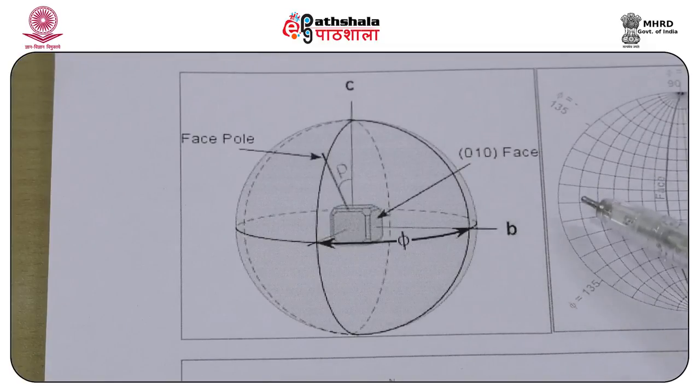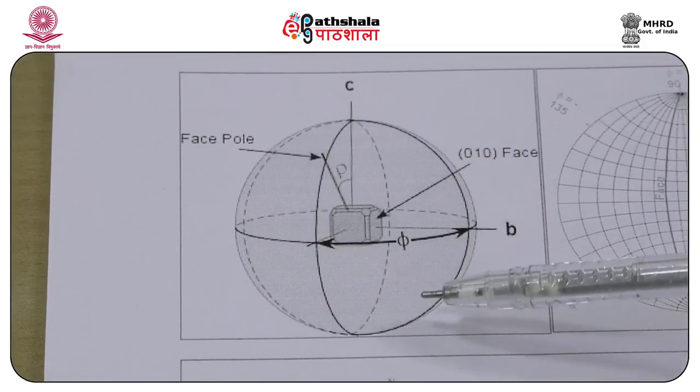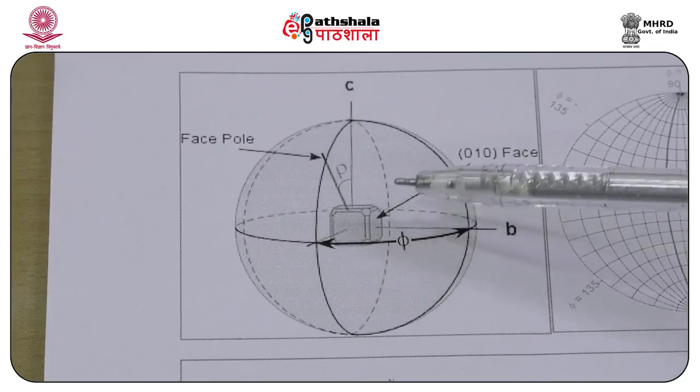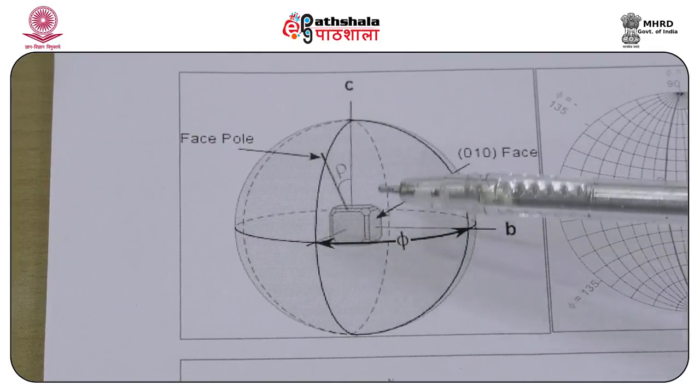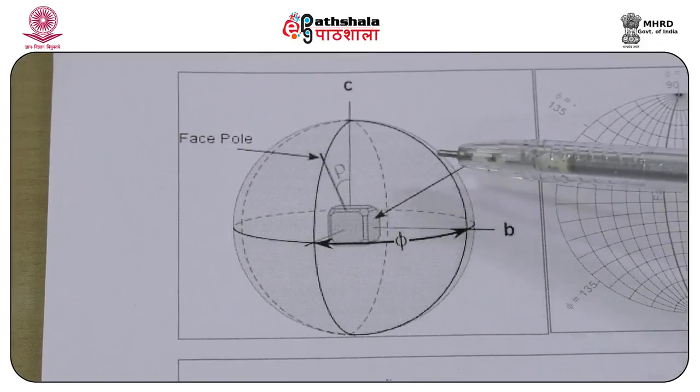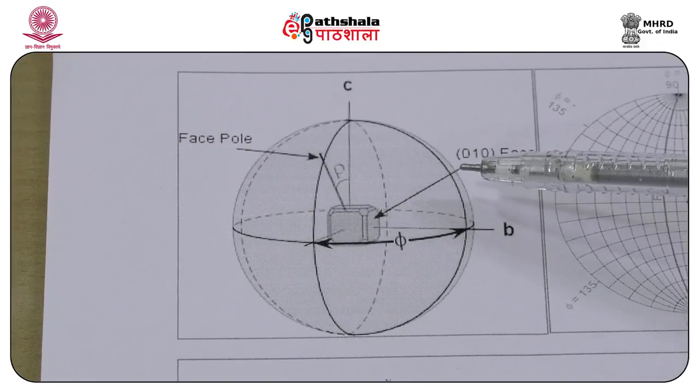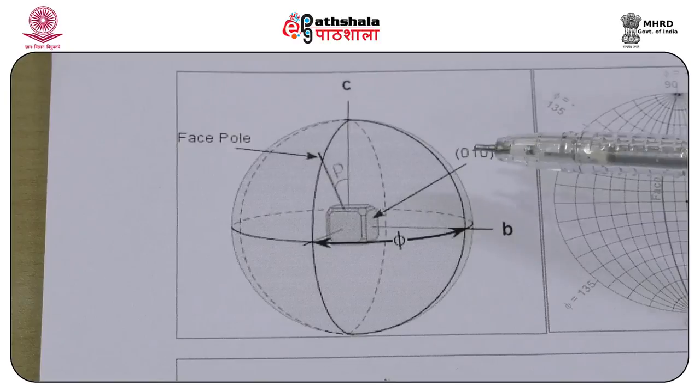Let us here imagine that we have a crystal inside a sphere. From each crystal face, we draw a line perpendicular to the face, that is what is called the pole to the face.